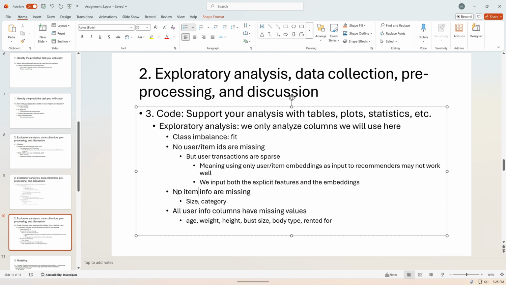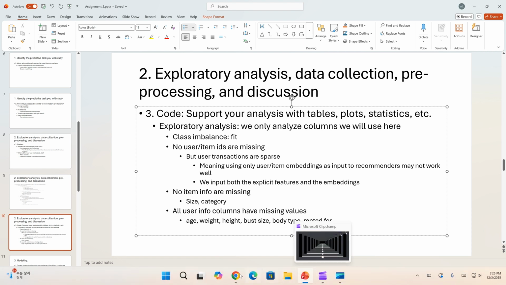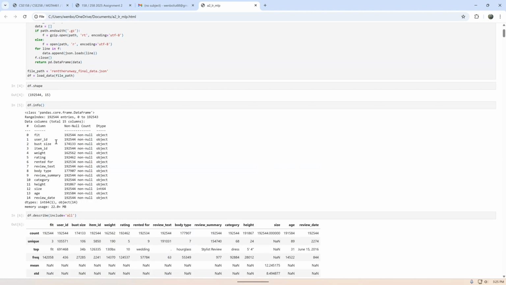And no item info is missing. So size and category: the size of the item, the category of the item, none of that is missing. You can see that here. Size, none of them is missing, right? It's the same as the total rows. Category as well, same as the total.